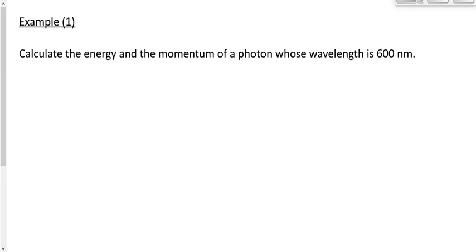Example number one says, calculate the energy and the momentum of a photon whose wavelength is 600 nanometers. Circle that because we don't want to be in nanometers. Energy is easy, right? This is nothing new. You could have done this days ago. The energy is just hc over lambda. Because we're solving for energy, it doesn't really matter, joules, electron volts.